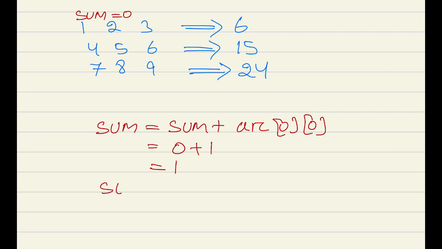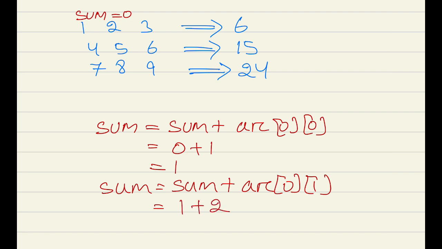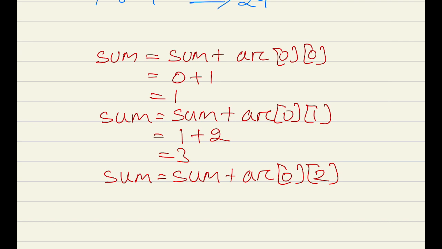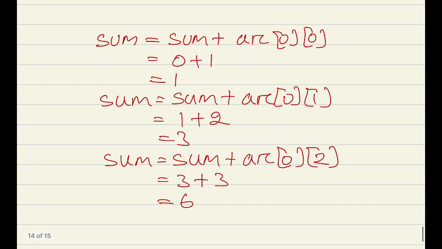Then again add 2. That means we can write sum equal to sum plus ar of 0 1. The value of ar of 0 1 is 2, so we write 1 plus 2, that is equal to 3. This one is the previous sum. Now again we write sum equal to sum plus ar of 0 2, so this is 3 plus 3, which is equal to 6. After completing one row, the sum in row 0 is 6.